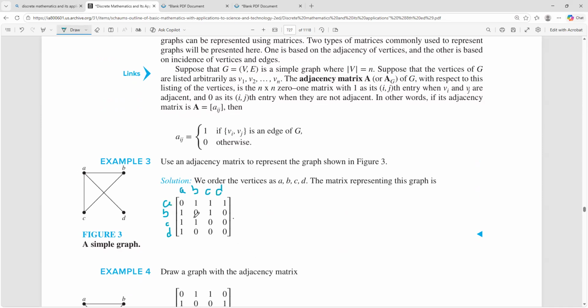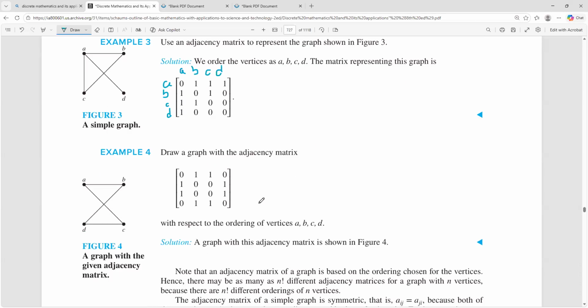So there's an edge between A and B, so there's a 1. And because it's undirected, A to B is the same thing as B to A, and thus the entry from B to A is also 1. A to B is 1, B to A is 1. Same thing from A to C, A to D, etc. Okay? And you can take these matrices and create graphs.